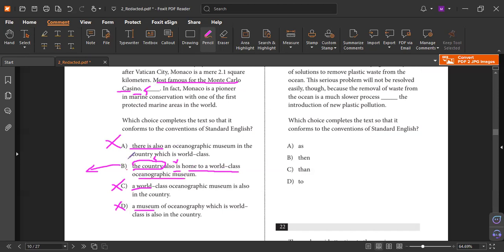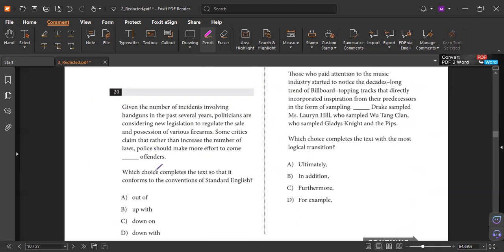So the structure here is correct. Letter A is wrong because the subject is museum, and it's redundant. We don't need there is. Why not use letter B? Shorter, direct, and correct. That's why. So we test you on the beginning of the sentence after the comma. That's it. Now let's jump to 20.